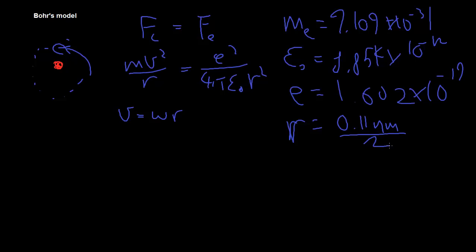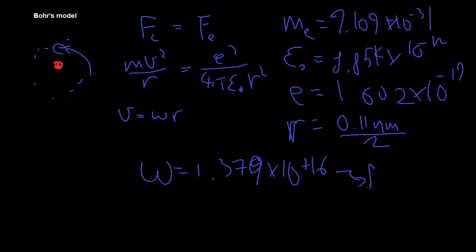If we plug all that in, you realize that the omega is in the range of times 10 to the positive 16 radians per second, which gives us a frequency of 2.19 times 10 to the 15 hertz.